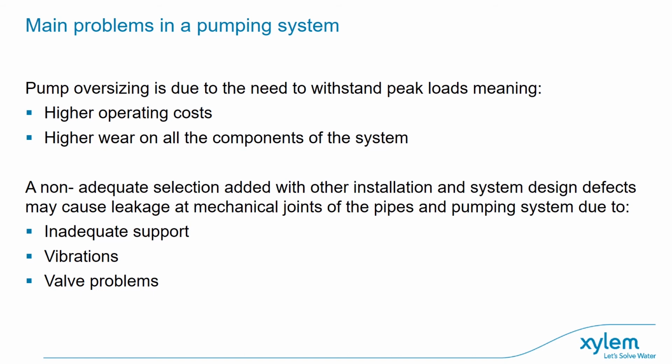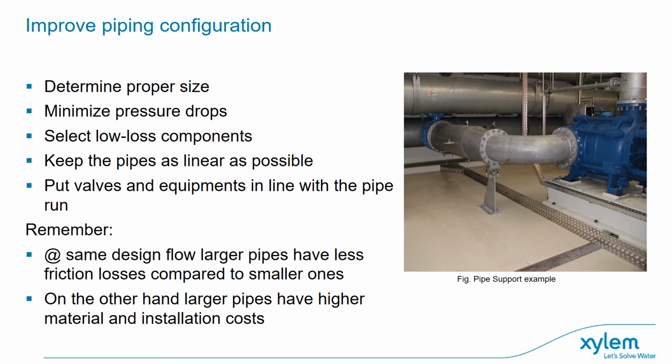One of the first signals of such a defect in terms of sizing is the requirement of excessive maintenance or leakage, as we were talking before. Basically, we are talking about defects that may cause issues due to inadequate support, vibrations, valve problems. And specifically, when talking about piping, this is one of the several components of a system itself.